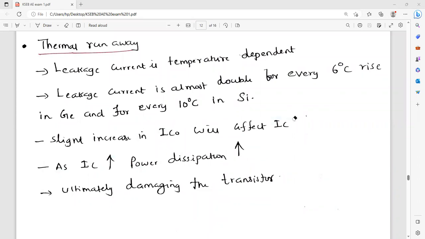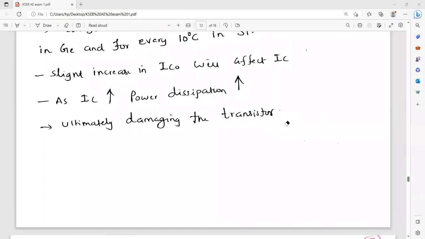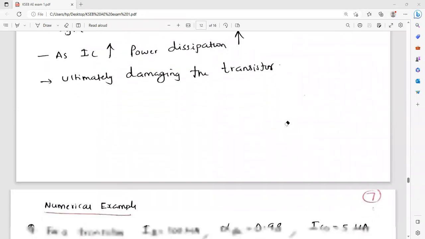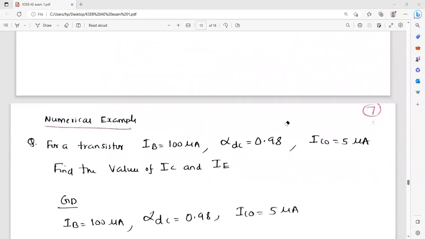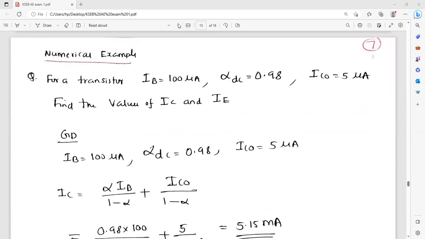So it's a temperature dependent phenomenon. This is called thermal runaway. So a proper heat sink you have to use, and also you have to control the leakage current. These kinds of problems I have seen in some previous year question papers. So you have to use the following equations.